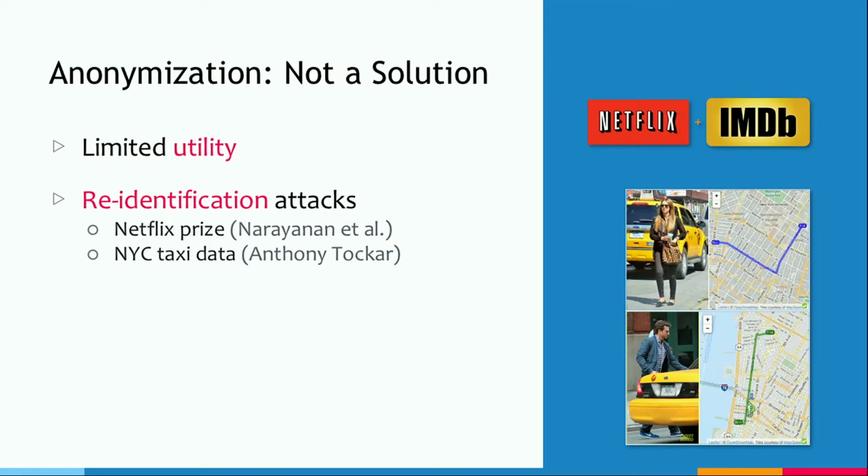Another example that is slightly less well known, but this is one of my favorites, is with the New York City taxi data set. This is an anonymized data set of taxi trips. Anthony Tucker was able to take this data and combine it with photographs from celebrity gossip websites and figure out which of the trips in the taxi data set corresponded to trips that celebrities took. So he was able to figure out where they went and how much they paid and how much they tipped. And what I like about this one is it's so surprising, right? Who would have thought you would combine taxi data with celebrity gossip photographs?